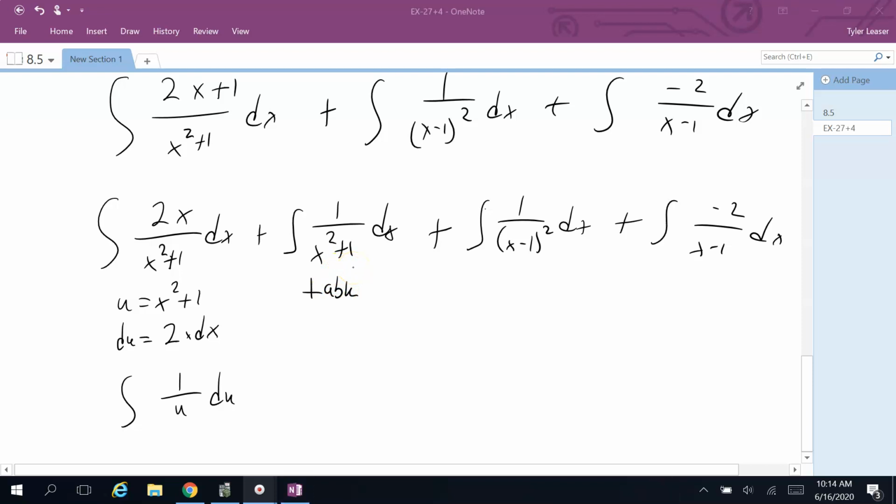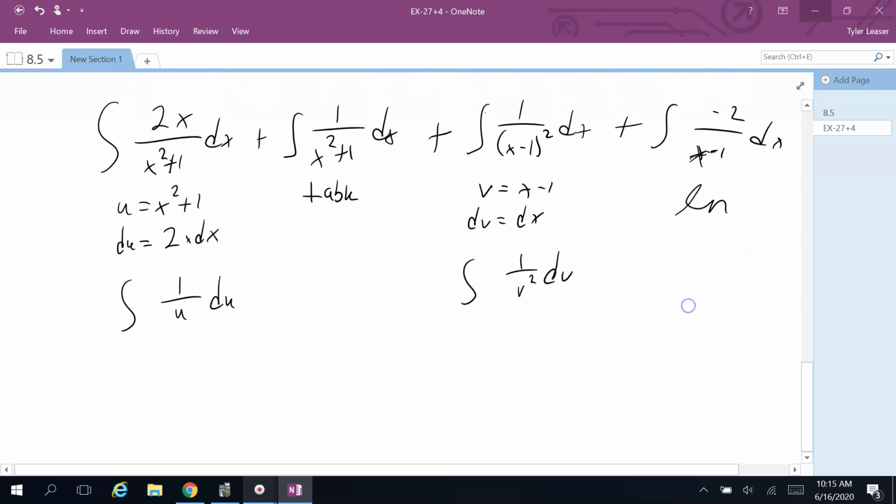Okay. This one is going to be technically a u substitution, but I've already used a u, so let's use v. v is x minus 1, and then dv would just be dx. So this would be the integral of 1 over v squared dv. This would also be a u substitution, but I hope at this point you can kind of see what this is going to be. For this one, it's going to be a natural log problem. So we're going to bring that negative 2 out, and the denominator is the inside of the natural log.